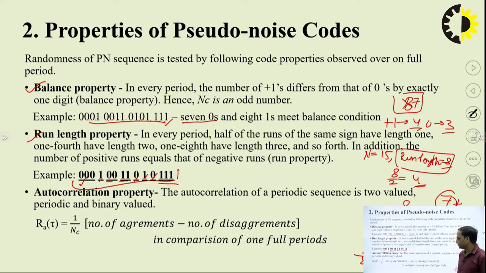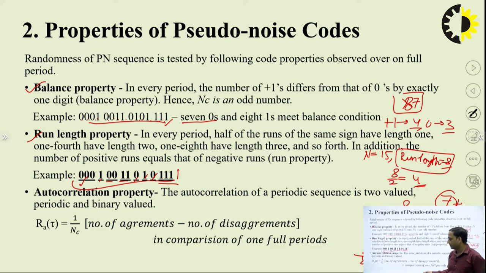Autocorrelation property: the autocorrelation of a periodic sequence is two valued periodic, or binary valued. So it will depend on this formula where R_A(tau) is equal to 1 upon Nc, number of agreements minus number of disagreements in comparison of the one full period.